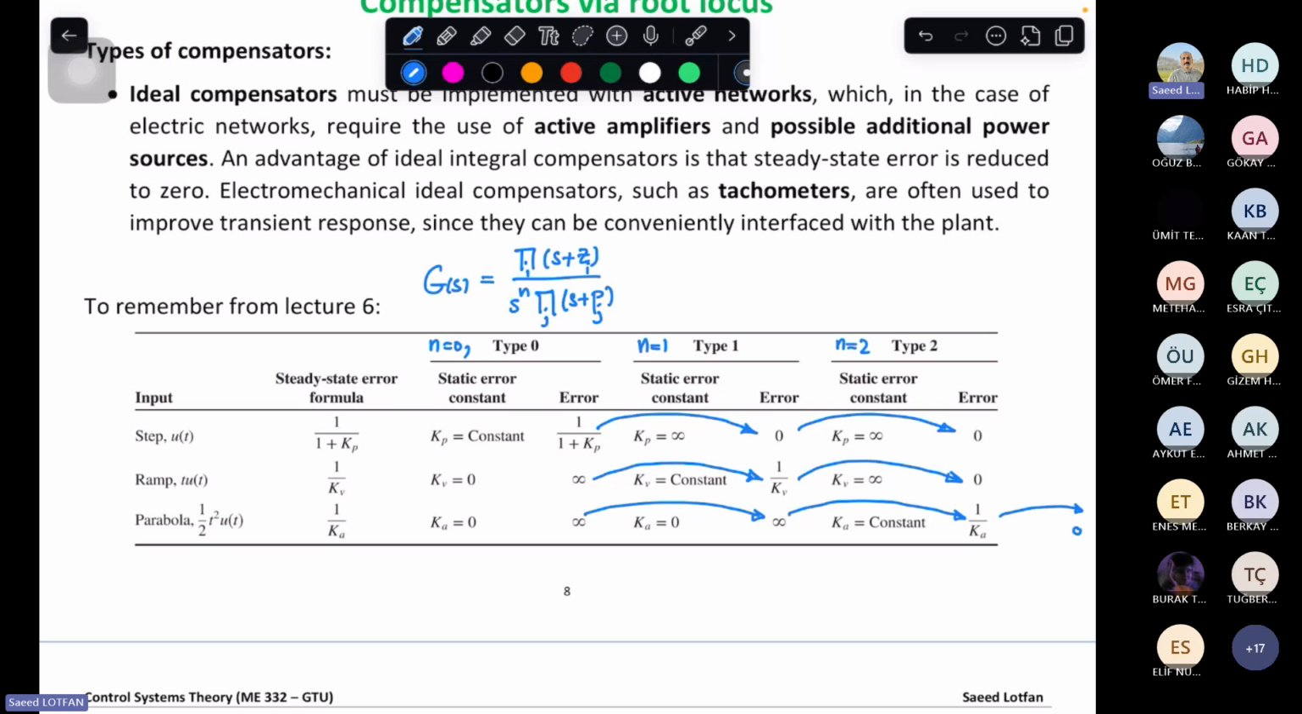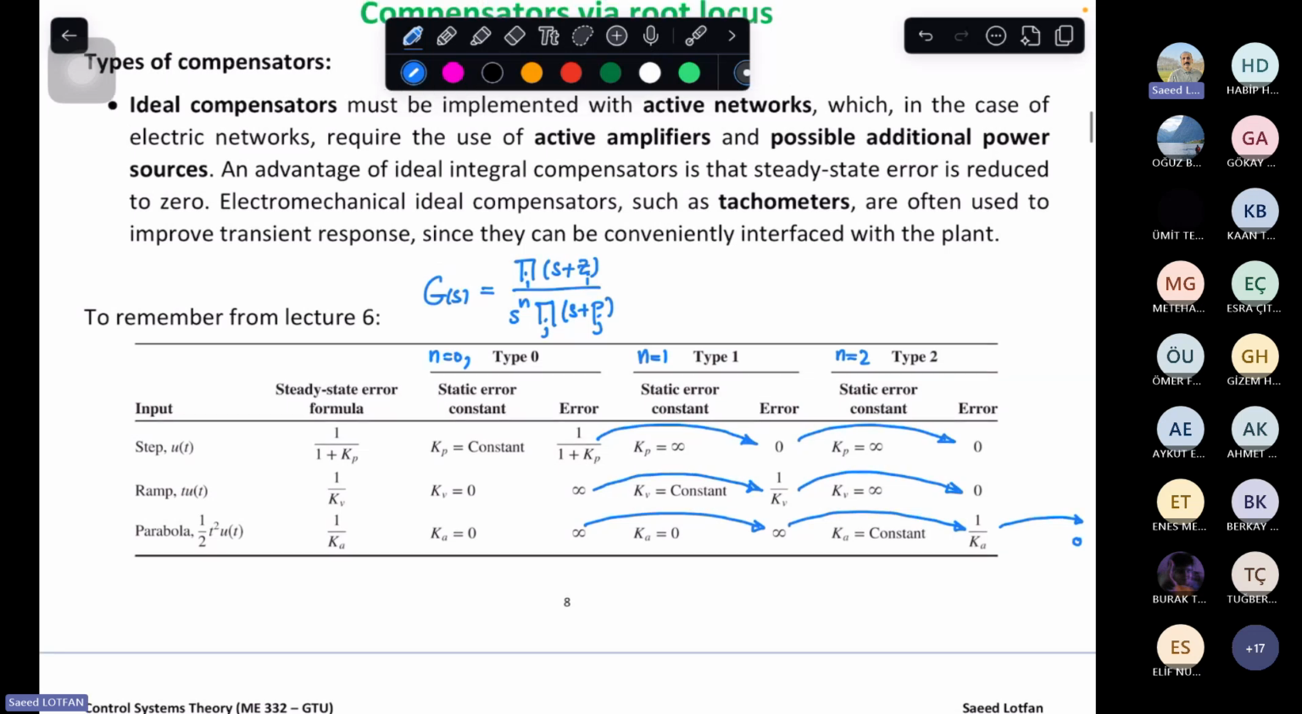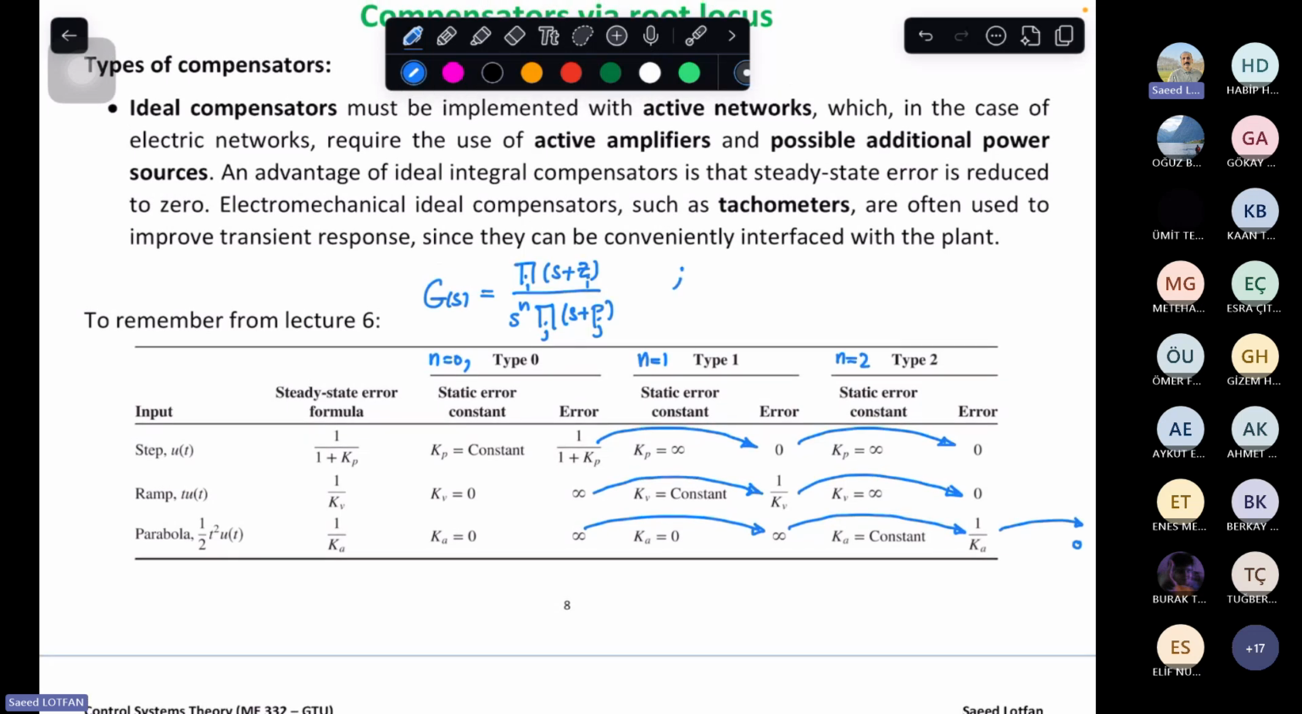This means that adding some 1 over s, so why becoming 0, was discussed in lecture 6. Yeah, if you remember, we calculated some limits, the limit of sG(s) for kV, for example, and steady state error was 1 over kV for different input values. So why this was happening as we increase the type of the system, that was something we discussed then.